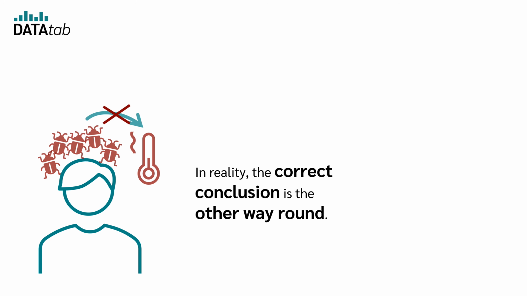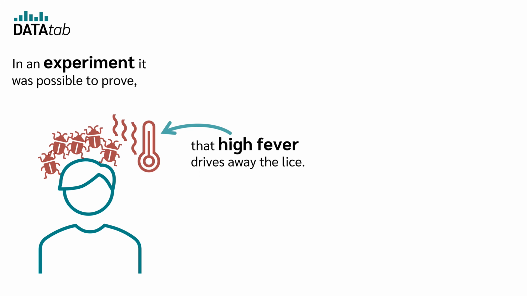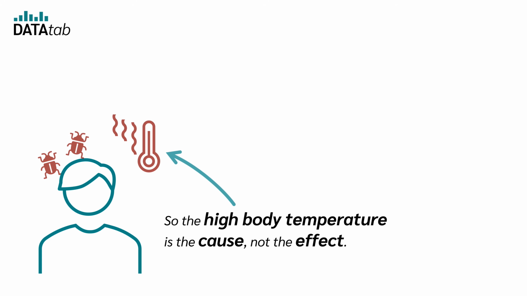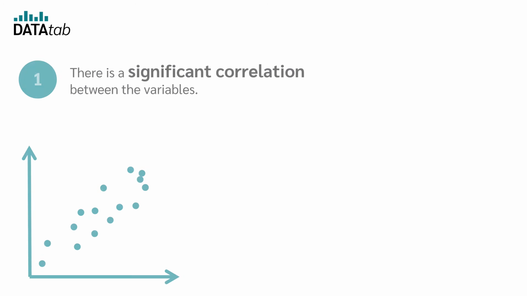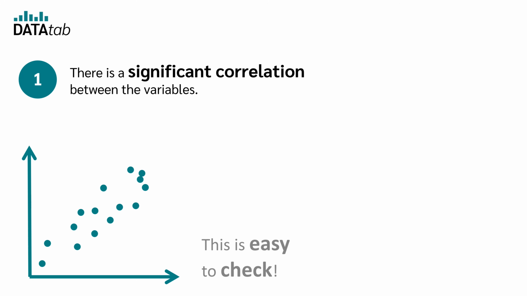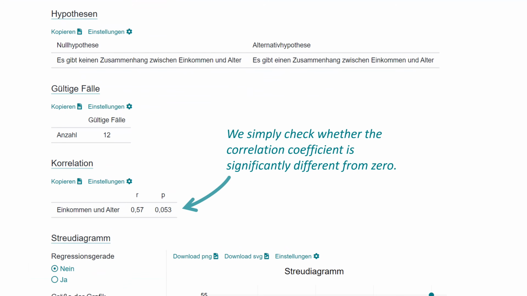In reality, the correct conclusion is the other way around. In an experiment, it was possible to prove that high fever drives away the lice. So the high body temperature is the cause, not the effect. What are the conditions for talking about causality? There are two conditions for causality. Number one, there is a significant correlation between the variables. This is easy to check. We simply check whether the correlation coefficient is significantly different from 0.